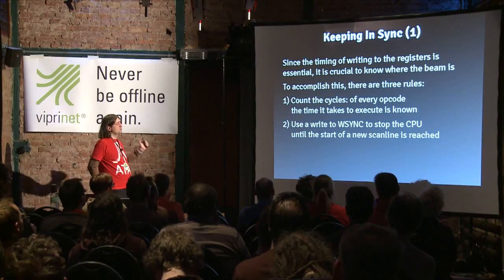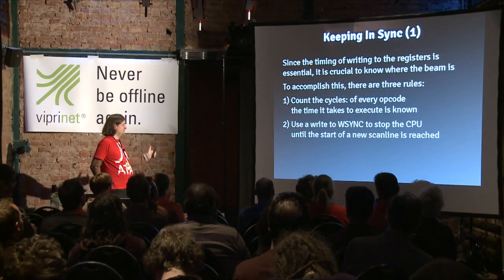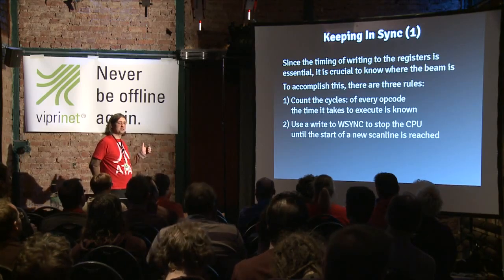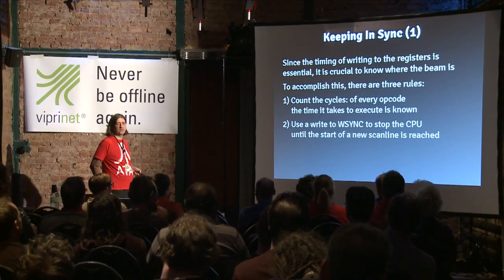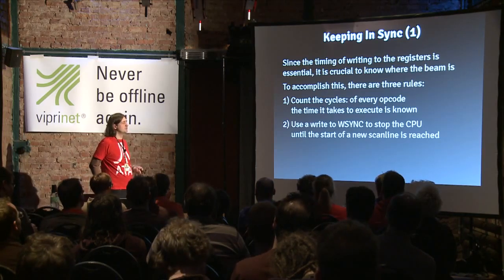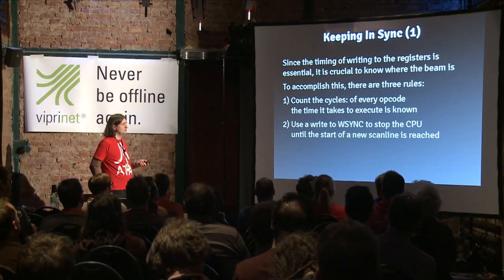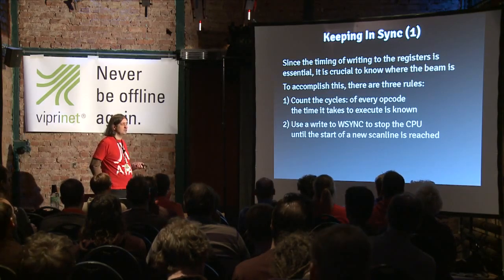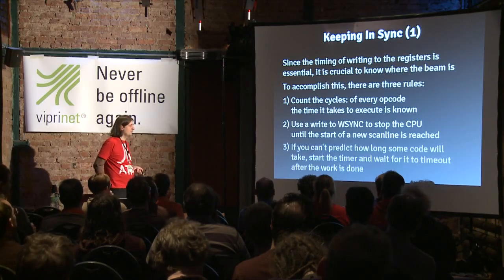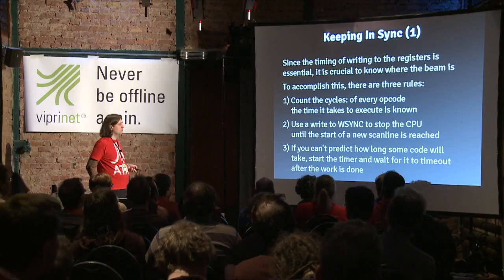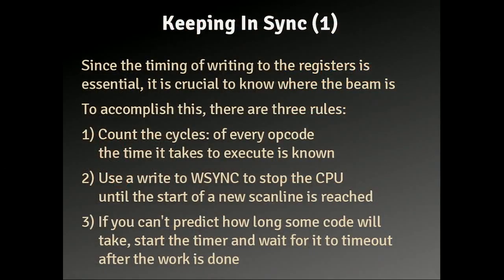And you've got this one cool feature that the C64 doesn't have. You can write to one address and the CPU stops until you're at the beginning of the next line. So timing to the correct position is really simple on this one. Without this, programming this hardware would be nearly impossible. If you cannot predict how long some code will take, you can start the timer and wait for it to time out after your work is done.